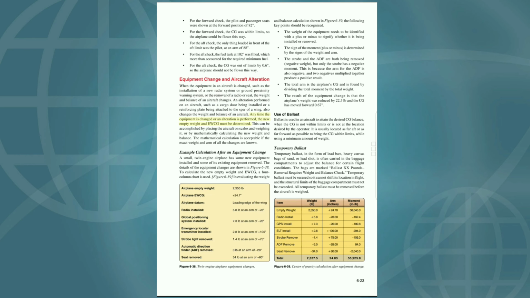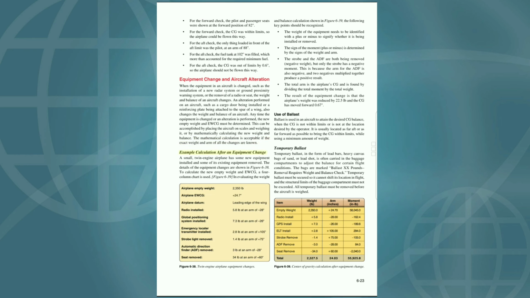Anytime the equipment is changed or an alteration is performed, the new empty weight and CG must be determined. This can be accomplished by placing the aircraft on scales and weighing it, or by mathematically calculating the new weight and balance. The mathematical calculation is acceptable if the exact weight and arm of all the changes are known.